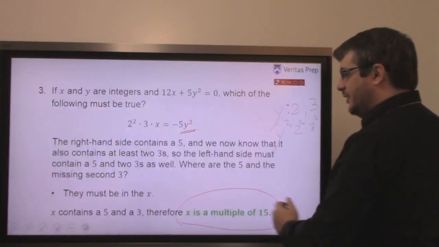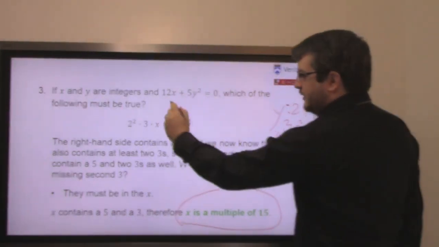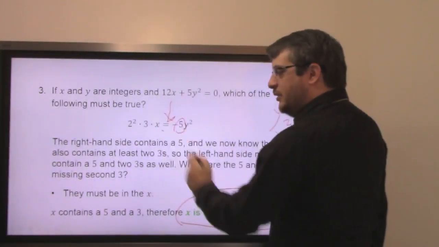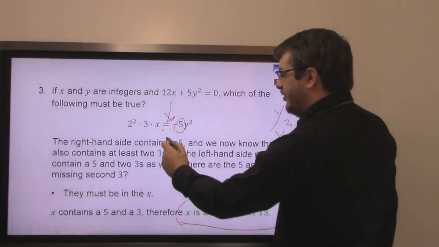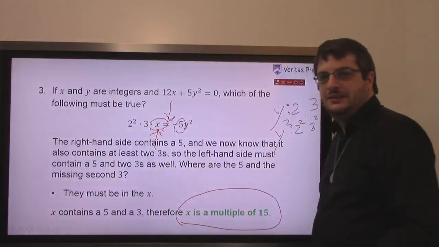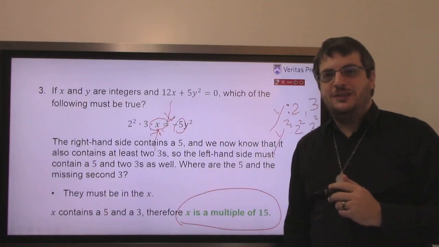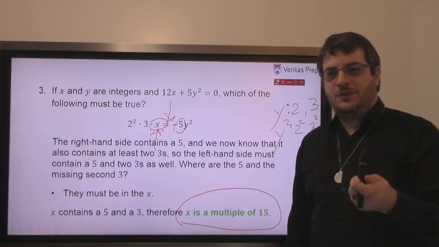How did we get the 5? See the 5 right here? You see the equal sign right there? If these things are equal and there's a 5 on the right, there's a 5 on the left. Where's the 5 on the left? It's in the x. 5 on the right means 5 on the left because that's how equal signs work. Got it, Dhruv?